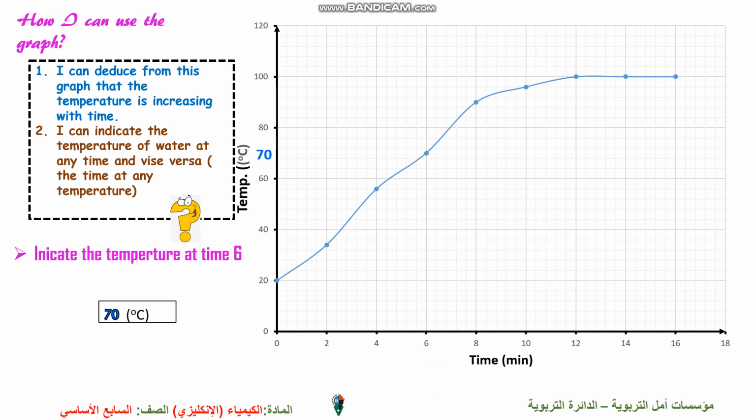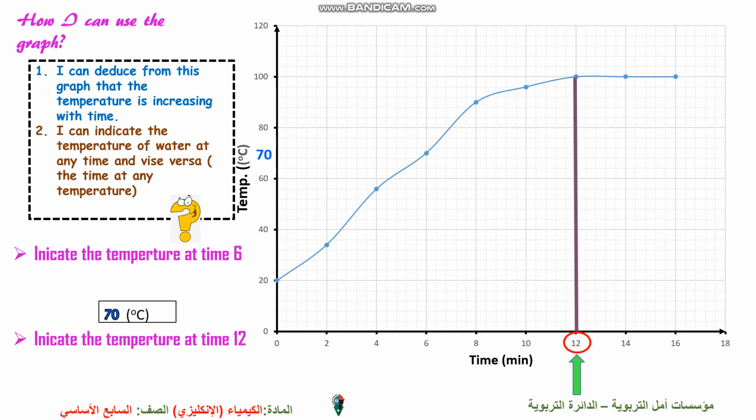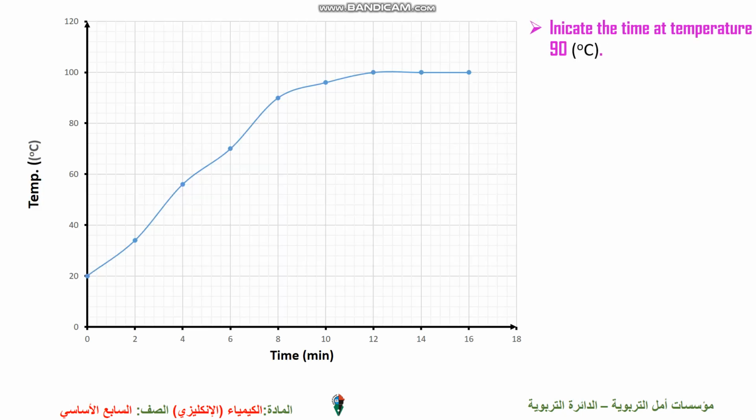Another example, let's find the temperature at time 12. So let's find 12 on the graph. I have here time 12 on the x-axis. So I will draw a perpendicular vertical line in order to reach the curve, then another perpendicular line to reach the y-axis. The temperature that I found is the temperature at time 12, which is 100 degrees Celsius. Then I can also find the time at 90 degrees Celsius, the temperature.